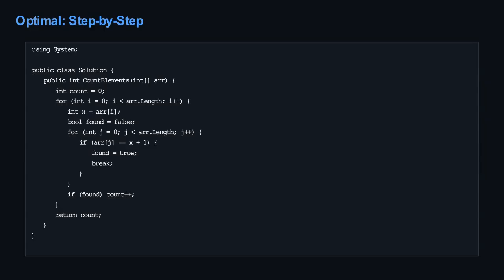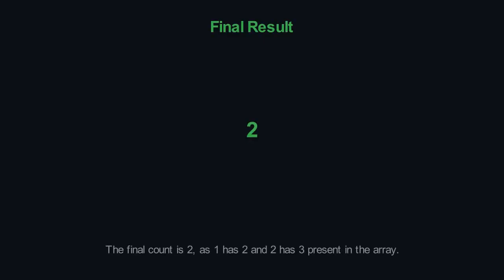Next, for the element 2, we check if 2 plus 1, which is 3, is in the hash set. Yes, it is. Our count becomes 2. Finally, for the element 3, we check if 3 plus 1, which is 4, is in the hash set. 4 is not present, so our count remains 2. The loop finishes. The final count is 2. This is correct because both 1 and 2 have their respective successors, 2 and 3, present in the original array. 3 does not have 4, so it's not counted.